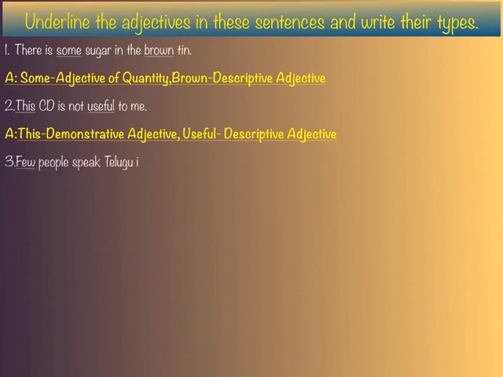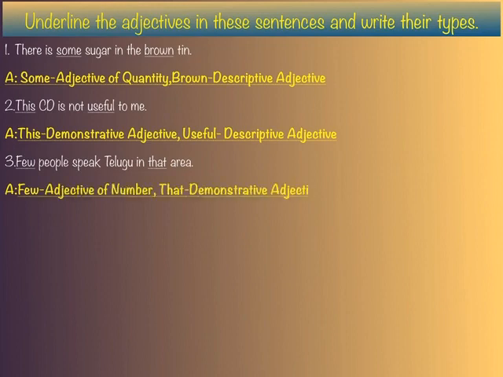Let's see the third one. Few people speak Telugu in that area. Here also again we have two adjectives. The first one is few, and that is adjective of number because we can count people but we don't know the exact number, and that is a demonstrative adjective which is pointing out a specific area, that is a place.